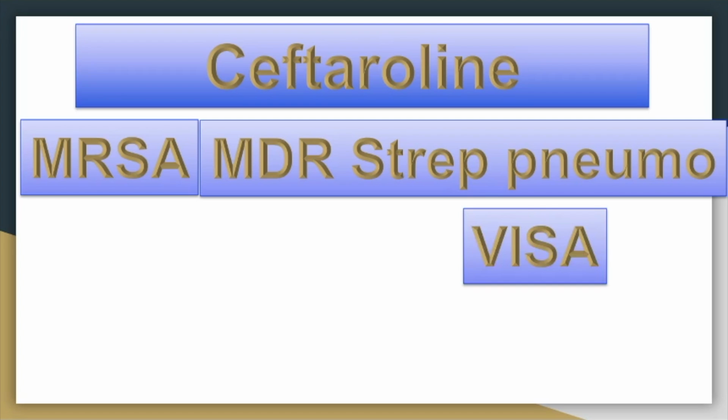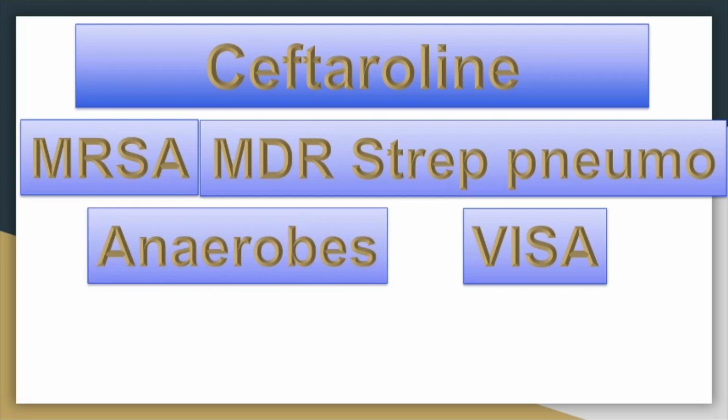Next, it can also cover VISA. What is this? You're probably like, I haven't heard about this. It is vancomycin intermediate Staphylococcus aureus. So it's not quite resistant to vancomycin, but it's starting to develop some resistance. So in this case, vancomycin isn't the best choice, and giving ceftaroline may be a good option for your patient. Next, it covers anaerobes, so that's above and below the diaphragm anaerobes. So another medication choice that you may consider depending on the clinical scenario.